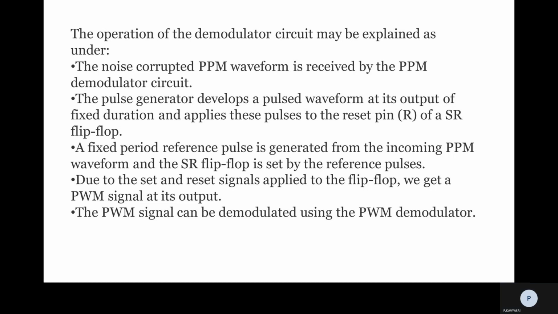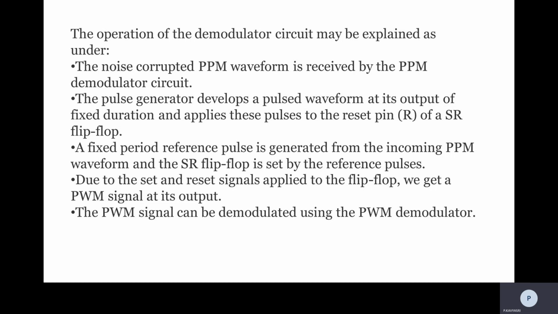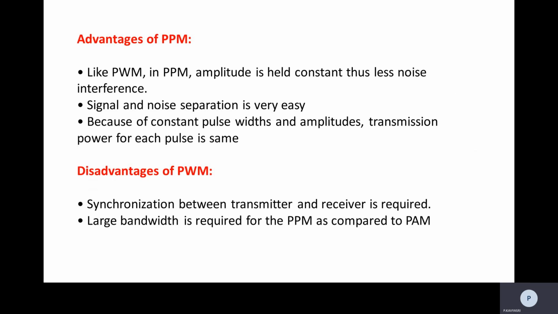As I said, the output of the pulse generator is given to the pin R of a flip-flop. A fixed period reference pulse is generated from the incoming PPM waveform, and the SR flip-flop is set by the reference pulses. Due to the set and reset signals applied to the flip-flop, we get a PWM signal at its output. The PWM signal can be demodulated using a PWM demodulator. So that is the simple operation of a demodulation of a PPM.